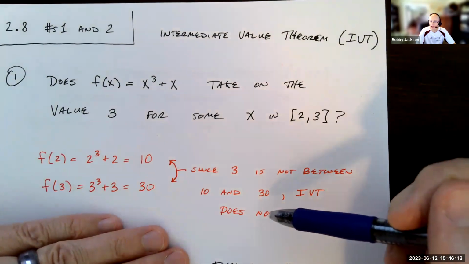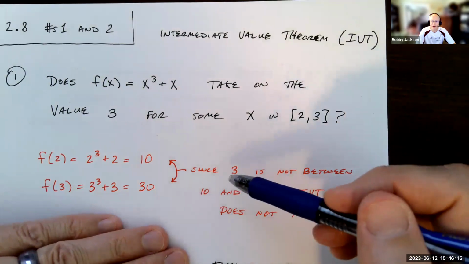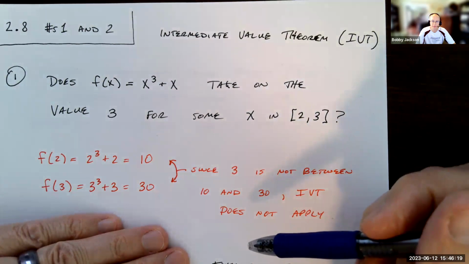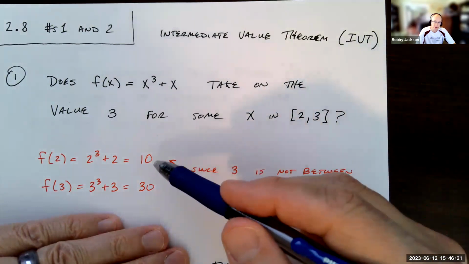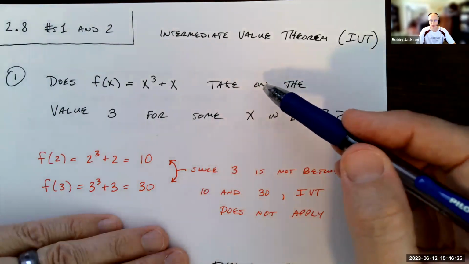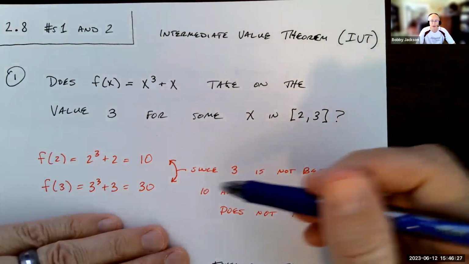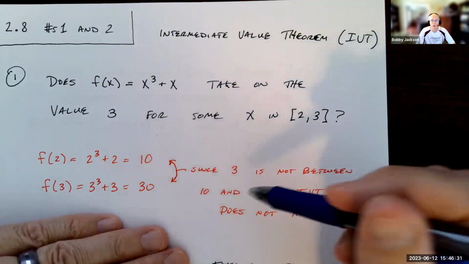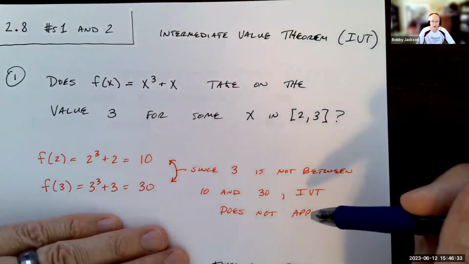Now, it doesn't mean that the function doesn't obtain a value of 3 on this interval, but we can't just assume that. Okay, so in other words, from 10 to 30, it might drop down from 10 down to 3 and then back up to 30. That's a possibility. So we can't just say, no, it doesn't take on the value 3, but all we can say is the intermediate value theorem does not apply.